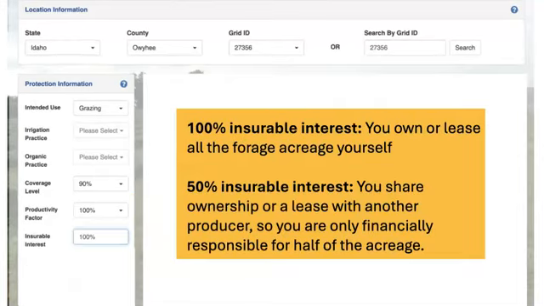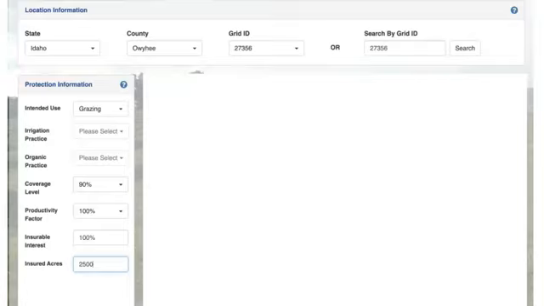The next selection is for insurable interest. Insurable interest identifies how much of the acreage you actually own, lease, or have financial stake in, and therefore are eligible to insure. For example, at 100% insurable interest, you own or lease all of the forage acreage yourself, so you insure 100% of the eligible acres. While at 50% insurable interest, you share ownership or lease with another producer, so you're only financially responsible for half of the acreage. Next, you will decide the actual amount of acreage that you wish to insure.